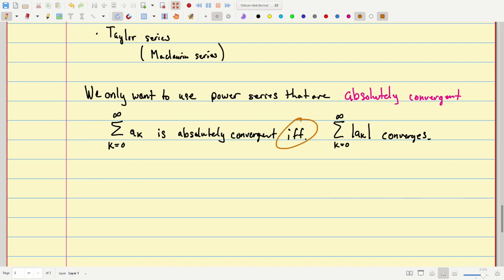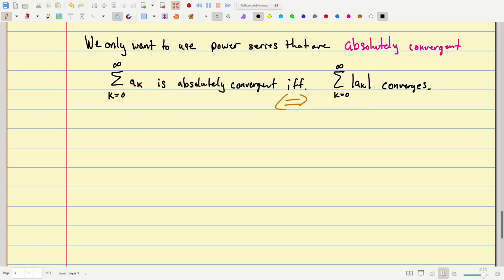This is just a shorthand for the phrase if and only if. So that means that this assertion goes both ways. All right. Now, absolutely convergent is the opposite, in some sense, of something called conditionally convergent. A function or a series that is conditionally convergent converges but not absolutely.